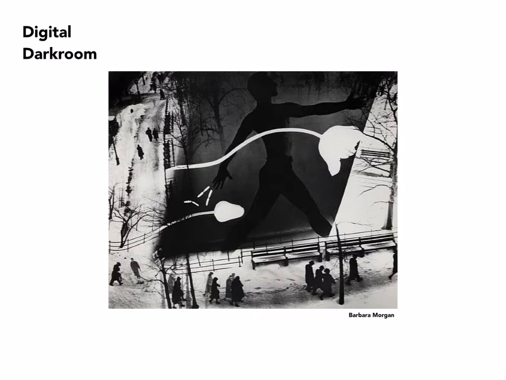Barbara Morgan also was interested in manipulation, but she had also photographed a lot of dancers. So here you have an image of a dancer, kind of faintly seen in the dark section of this, with flowers seen in silhouette, and scenes of more than likely Central Park seen in snow.